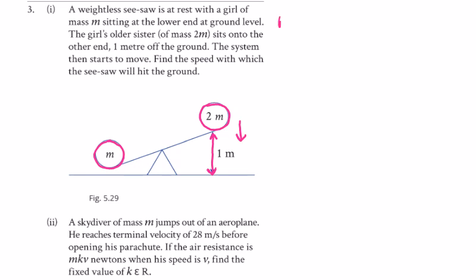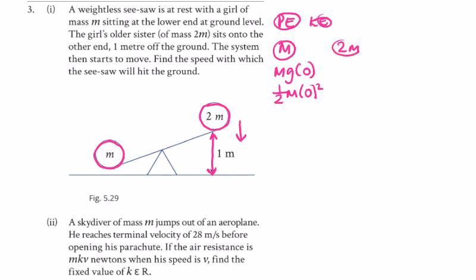Okay, so let's look at potential energy and kinetic energy for both of these. So initially, if we take m, for potential energy, mgh, and it's leaving from rest, a half m v squared. The 2m initially is 2m gh, 1 above the ground, and starting from rest, a half 2m v squared. So the total energy in the system at the beginning is just 2mg.